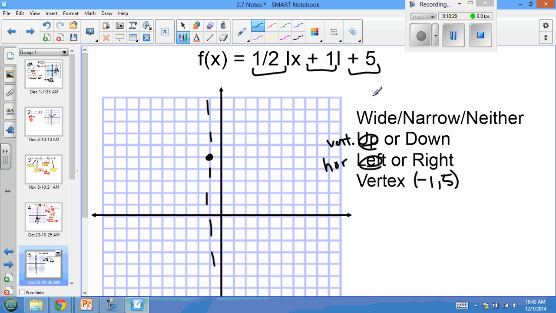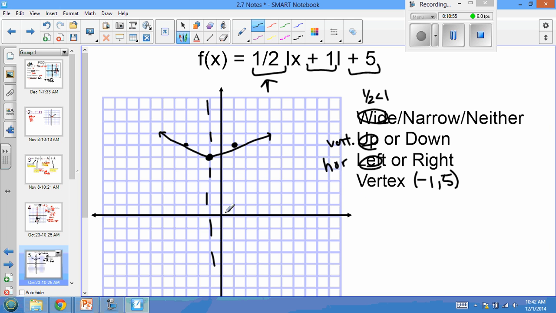A is 1/2. 1/2 is less than 1, so we are wide. And again, you can either evaluate a point or you can look at your term out front, 1/2. So you know you're going to go up a positive 1 and right 2. So think of that as slope. So up 1, over 2. Try to make nice straight lines.